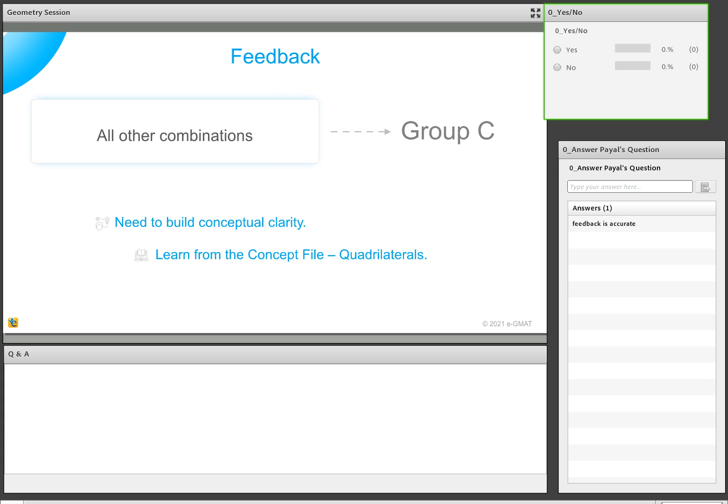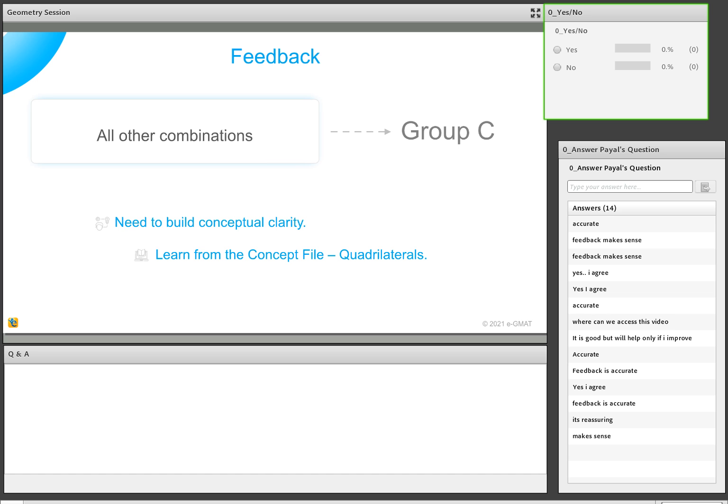Have you ever gotten this level of precise feedback on a topic which is as small as quadrilaterals? Again, quadrilaterals is a very, very small topic in the entire scheme of quant. Have you ever gotten this level of feedback? And let me ask this question: have you ever gotten this level of feedback, or have you ever sought this level of feedback?